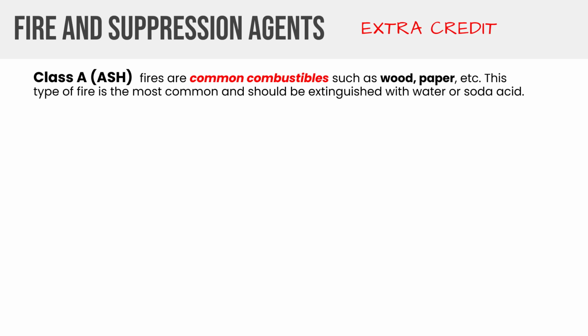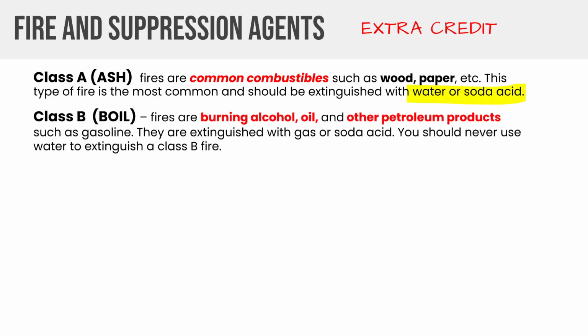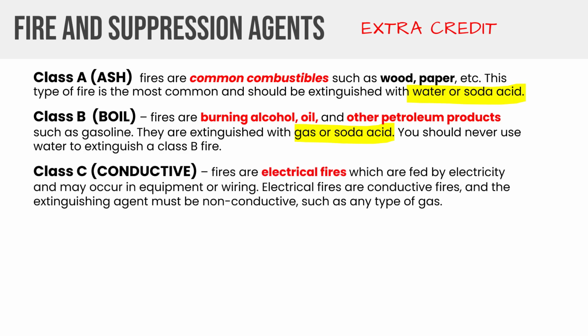So you have Class A. Class A fires are common combustibles such as wood and paper. This type of fire is the most common and it should be extinguished with water or soda acid. We have Class B fires. These are burning alcohol, oil, or other petroleum products such as gasoline. They're extinguished with gas or soda acid. You should never use water to extinguish a Class B fire.